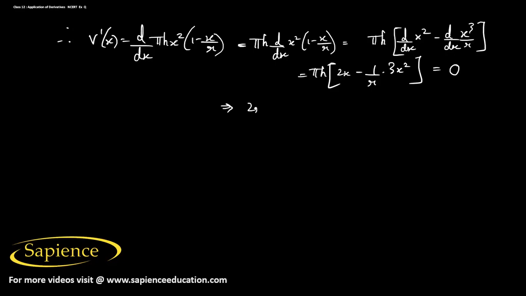It means that 2x should be equal to 3x square by r. X cannot be equal to 0. Therefore, since x is not equal to 0, 3x by r should be equal to 2. So it means that x should be equal to 2r by 3.